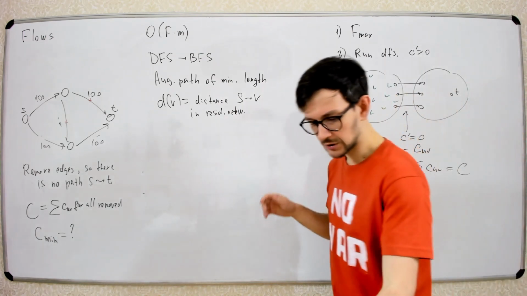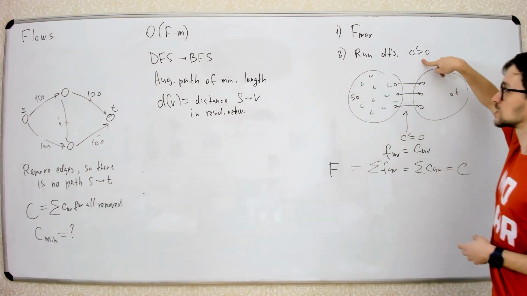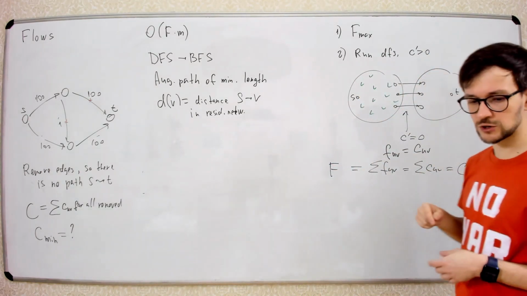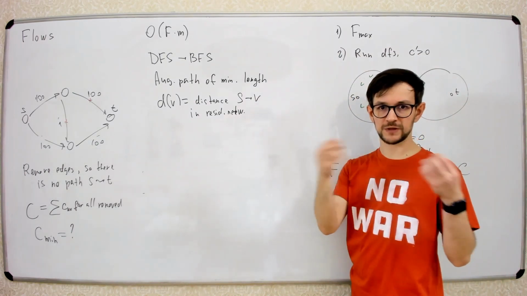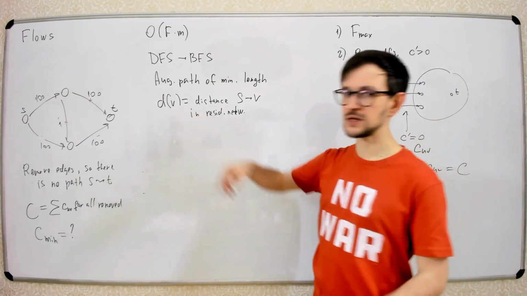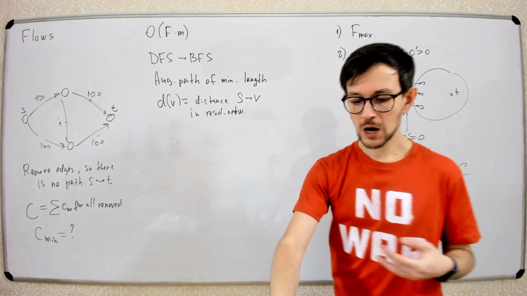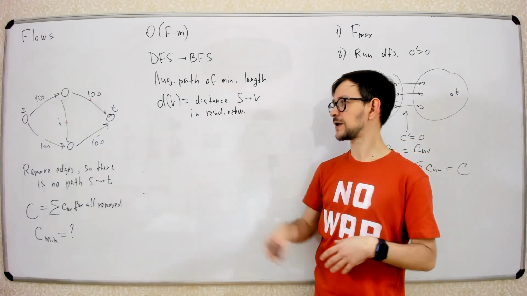So we take the residual network, we take all the edges with positive residual capacity and try to find the shortest path in this residual network. So let's say that d of v is the distance in the residual network. It may change during the algorithm because the residual network is changing.